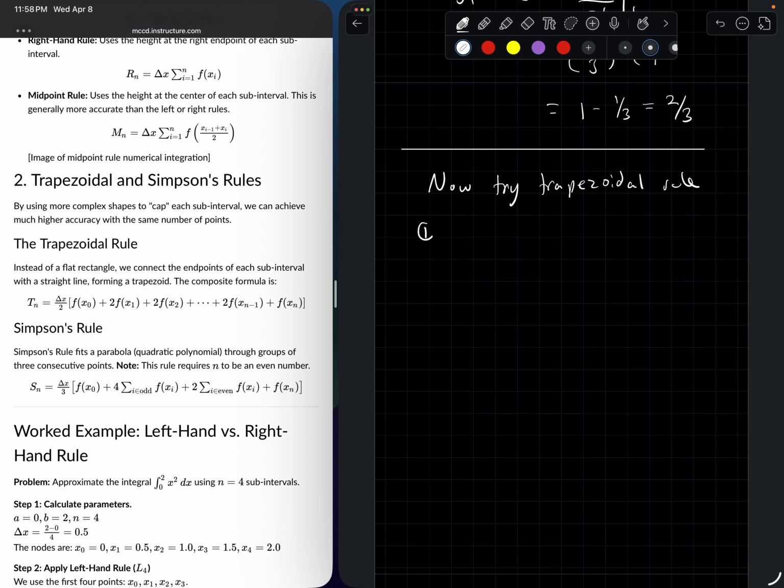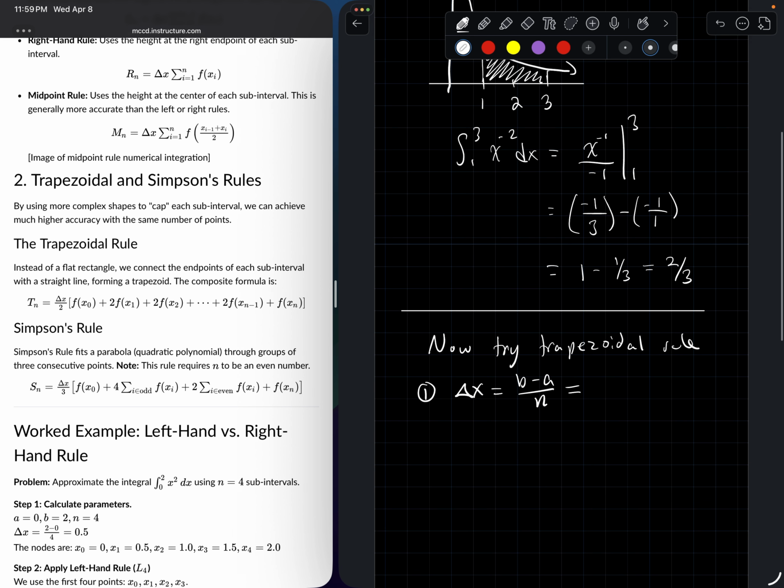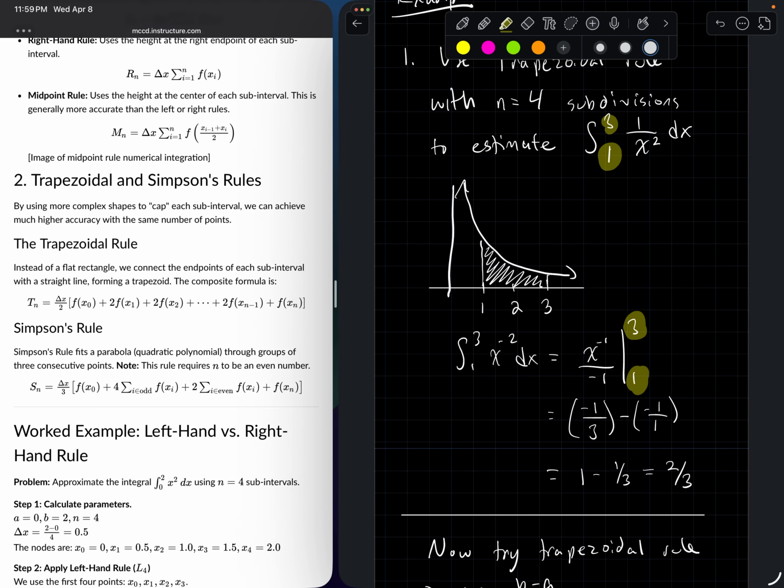So the first thing that you would do is calculate delta x. The delta x, which is going to be the spacing for our rectangles, although in this case they're trapezoids, would be b minus a over n. For this specific example, the a and the b are going to be the limits of integration. I probably should be pointing at the integral here. The a and the b are the limits of integration, and we also have n equals 4 for the number of subdivisions.